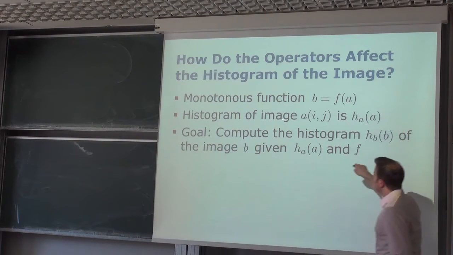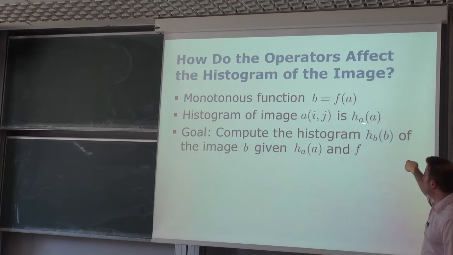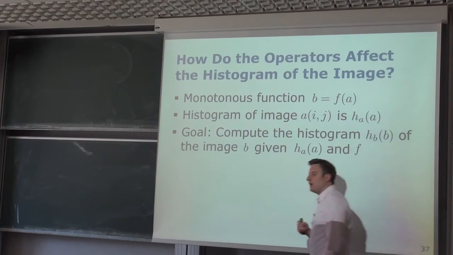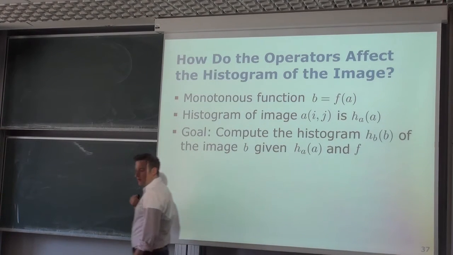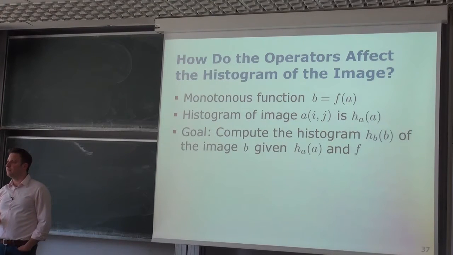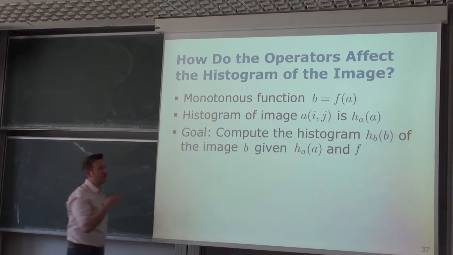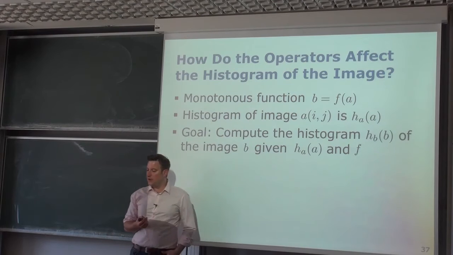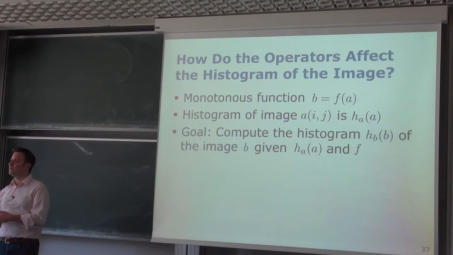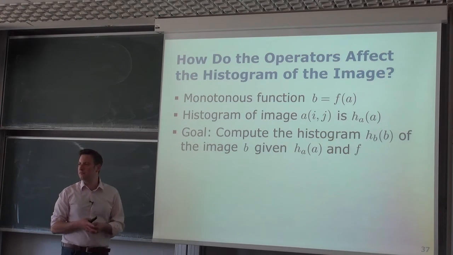So we have our histogram of the input image, which is called HA, so the index A for the input and B for the output. And what we now want to do is compute the output histogram without looking into the image, just looking at the function f. And we want to understand how one of those point operators actually changes the histogram.